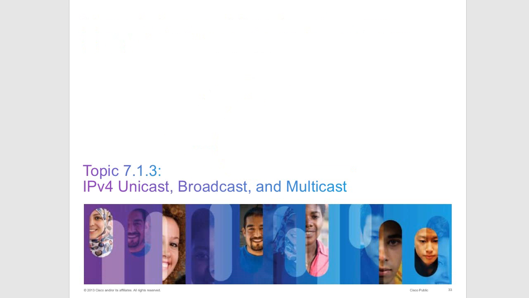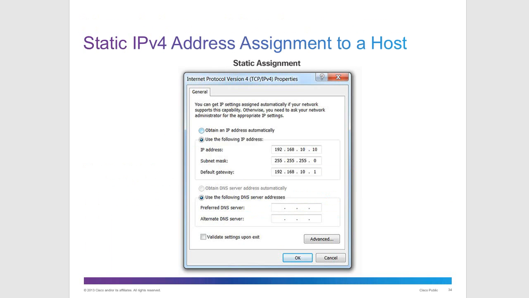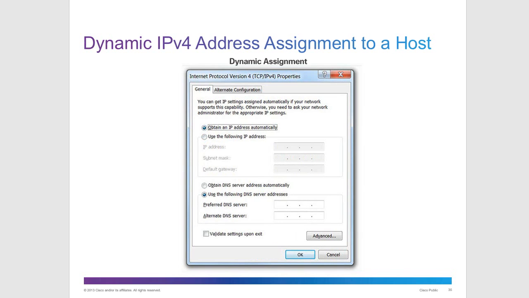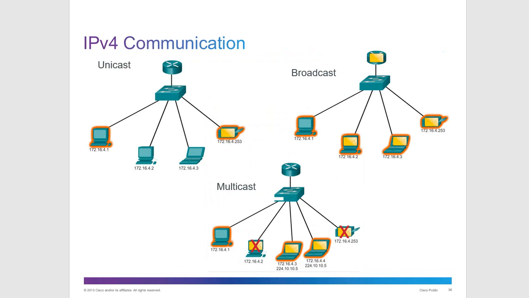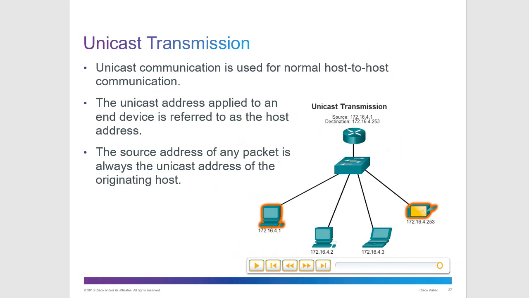All right, so we've got unicast, broadcast, and multicast, which we have talked about a little bit already. Unicast first. Setting up a static IP address, we've done that in class a couple times at least, so you know how to do that, hopefully. Setting up a dynamic IPv4, just using DHCP to assign addresses to your hosts. So we've got unicast, which is one-to-one, multicast, which is one-to-many, and broadcast, which is one-to-all. We've talked about that as well.